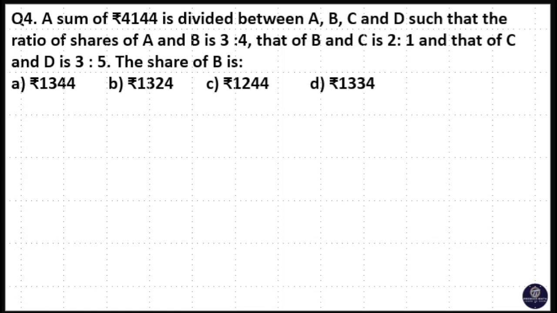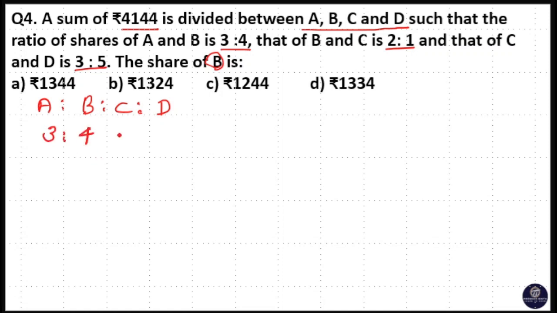Next question is question number 4. A sum of 4144 is divided between A, B, C and D such that the ratio of shares of A and B is 3:4, B and C is 2:1, C and D is 3:5. Then find the share of B. So there are four persons A, B, C and D, and 4144 is divided between them. So the share of A and B is 3:4.